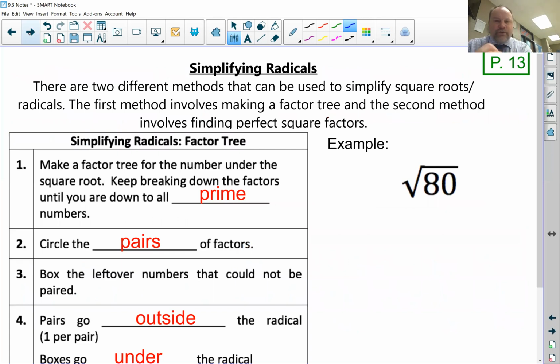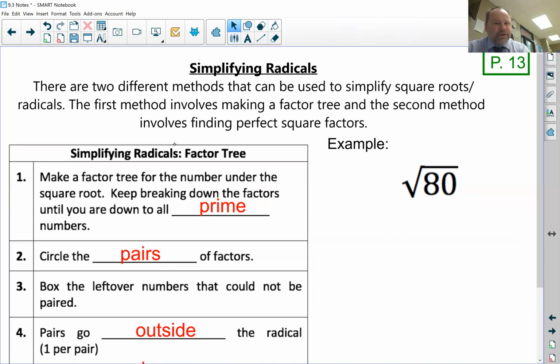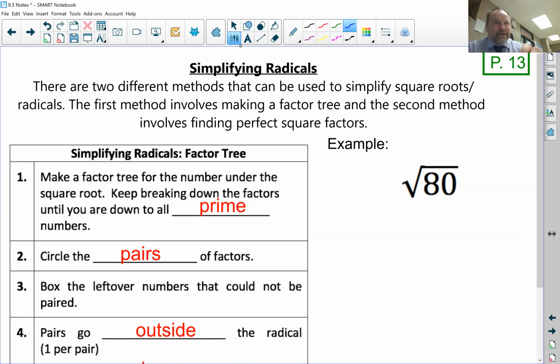All right, so there are two methods for simplifying perfect squares. The first method involves making a factor tree, and the second involves finding perfect square factors. I'll be honest, I like the second method. Both of them work fine. I prefer the second method, but make a factor tree for the number under the square root.